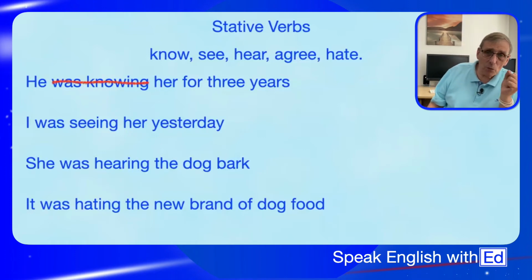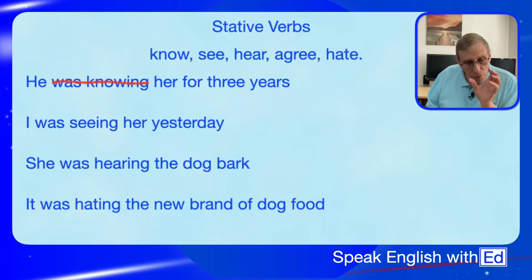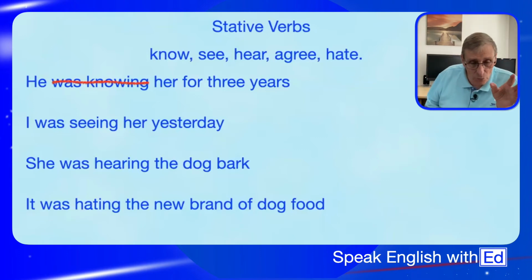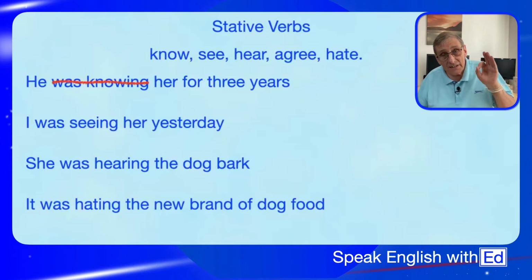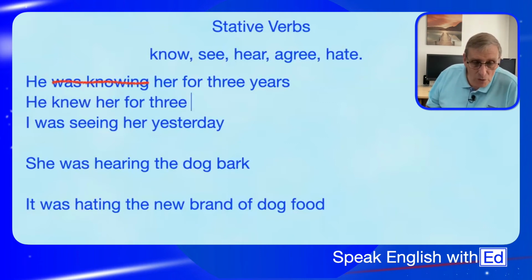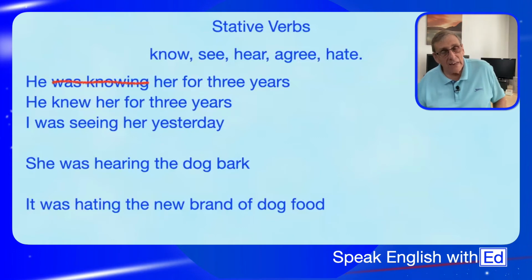So what's wrong? Well, the past continuous tense is was knowing, was plus verb plus ing. So we cannot use that. So what do we use instead? Do you know? Well, we use the past simple tense. We must use the past simple tense. So what's the past simple for know? It's he knew her for 3 years.